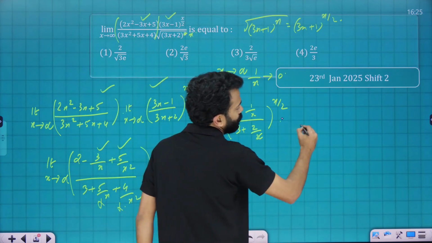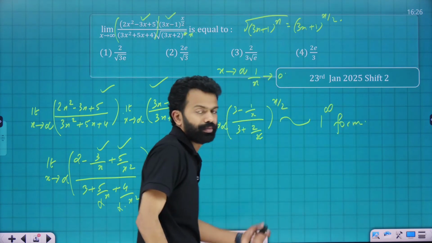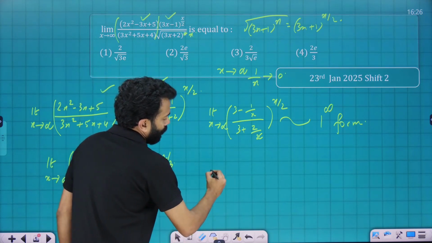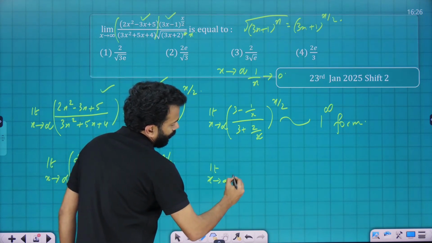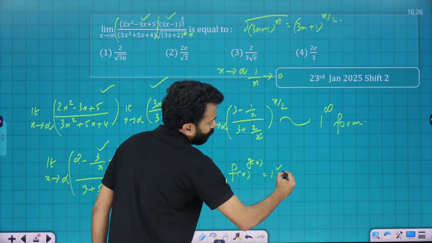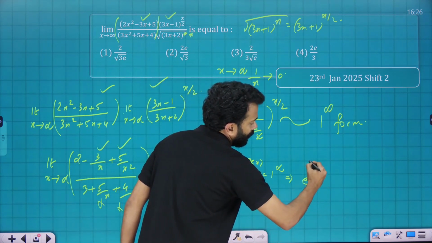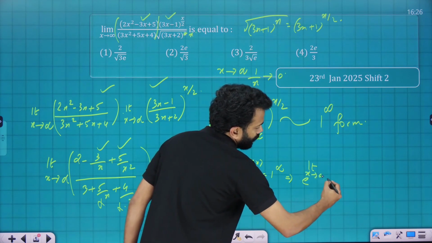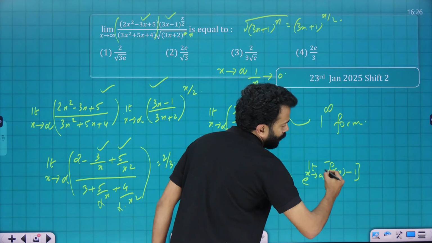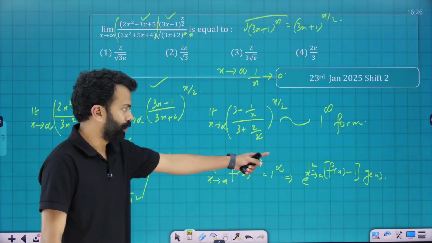So the limit is in which form? 1 raised to infinity form. So how are you going to evaluate a limit which is in this form? I will tell you the formula here. If limit x tends to a, f of x raised to g of x is in 1 raised to infinity form, then the limit can also be expressed like this: e raised to limit x tends to a, f of x minus 1, into g of x. You will get a proper answer by evaluating like this.